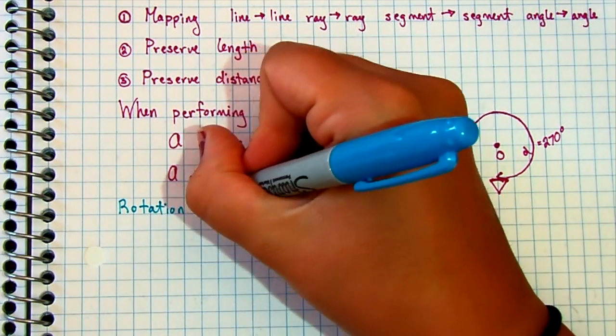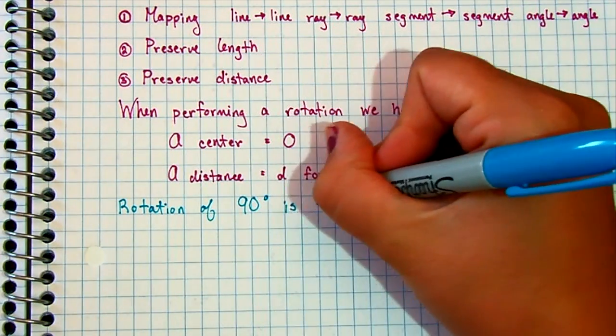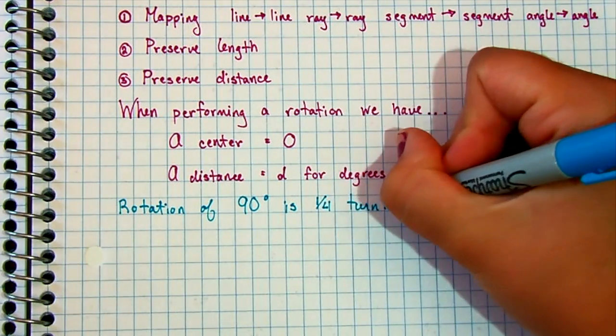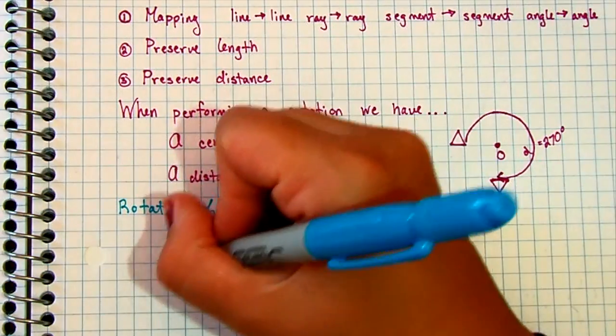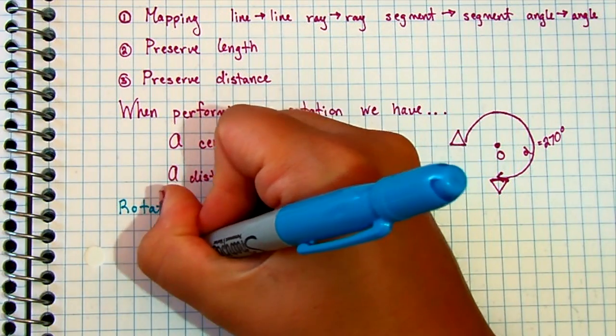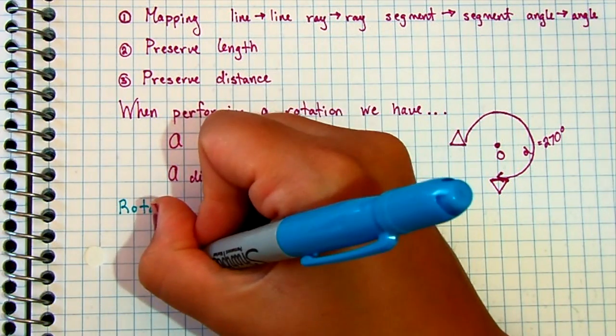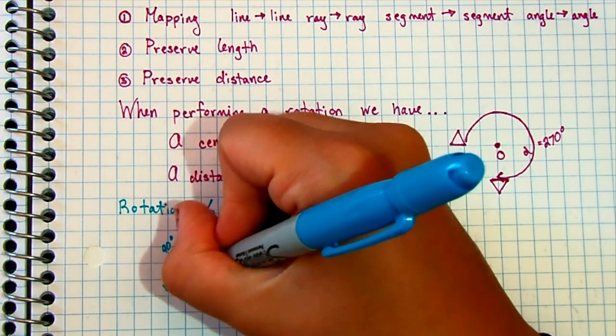A rotation of 90 degrees is always 1/4 of a turn. So if you have a transparency paper and you want to rotate 90 degrees, you just want to turn it 1/4 of the way around and you'll get that nice 90-degree rotation.